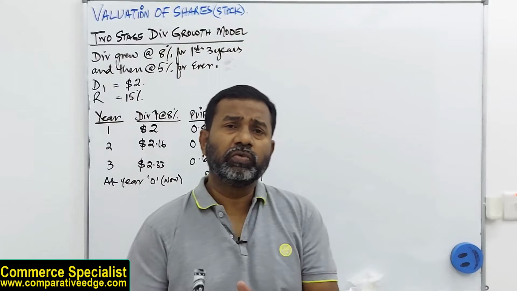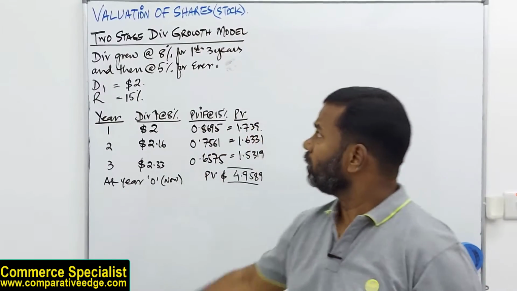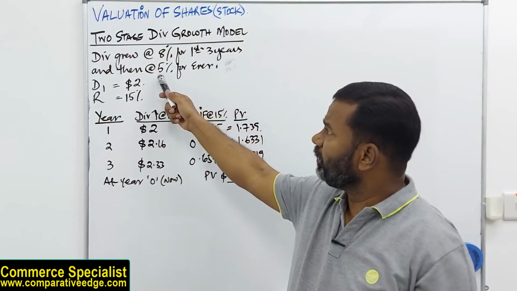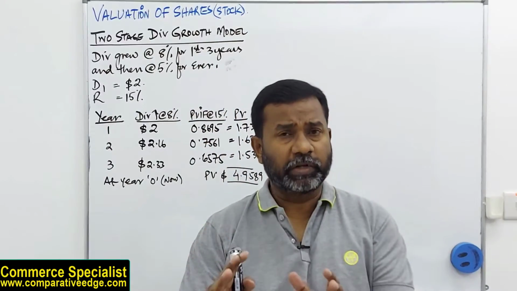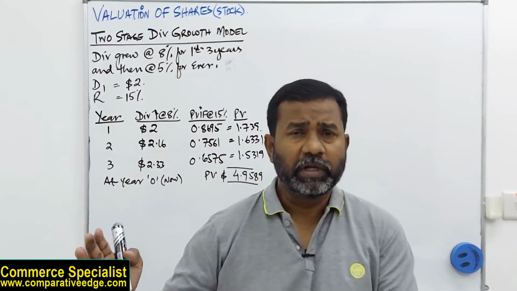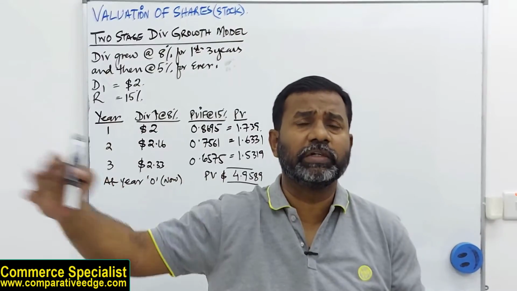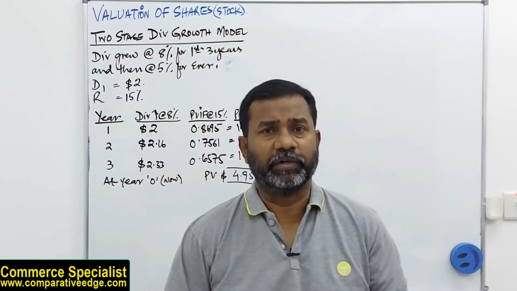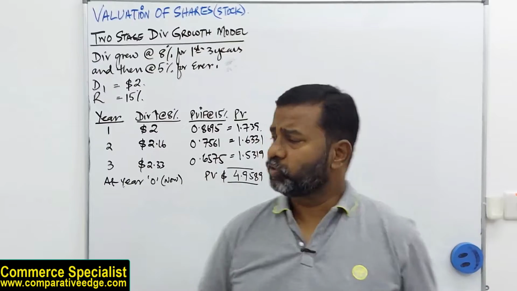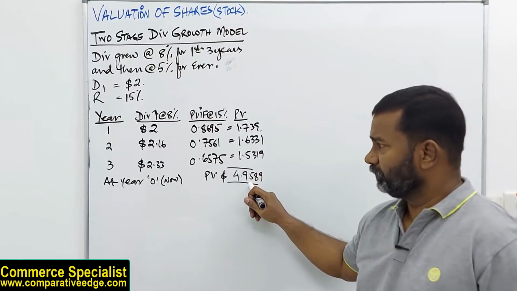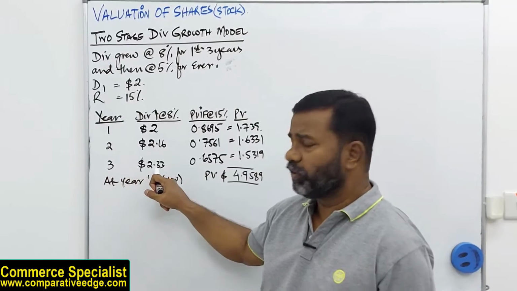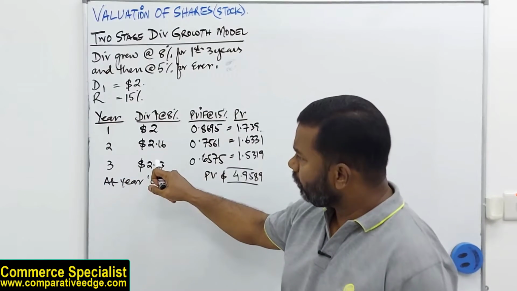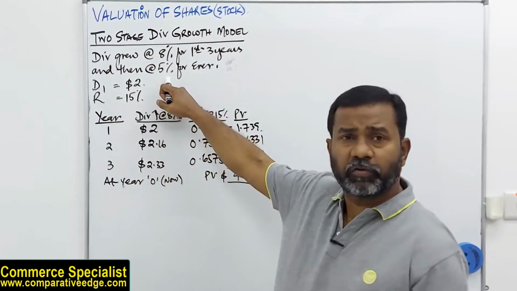Now we are going to the next stage, because after 3 years the dividend is then growing at the rate of 5%. Earlier it kept growing at 8% for 3 years. After 3 years, 4 years onwards, it's growing at the rate of 5%. Now what we understand, the value of share now is 4.9. And the value of dividend at the end of year 3 is 2.33. And we know from here, it is growing at the rate of 5%.